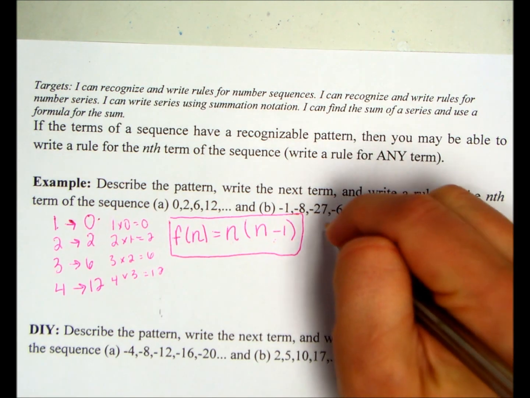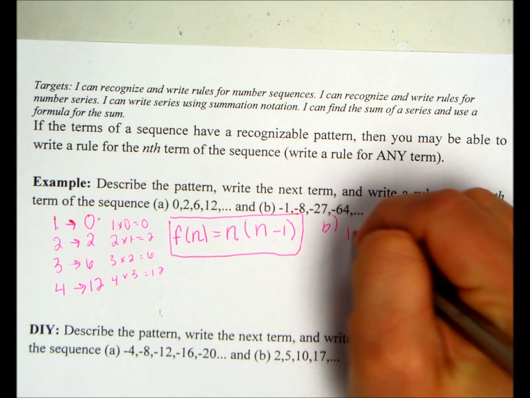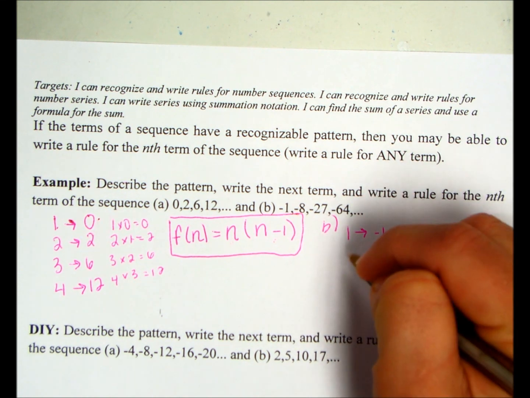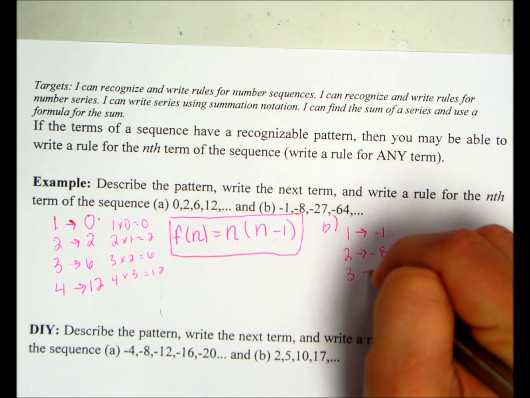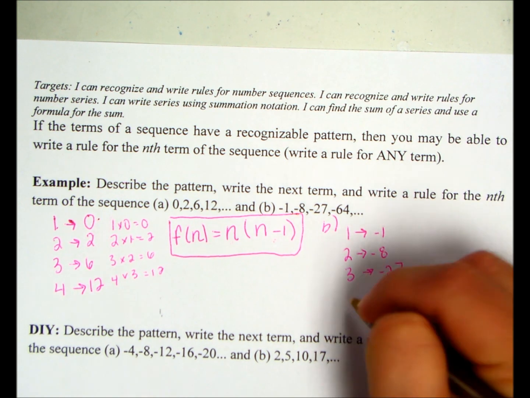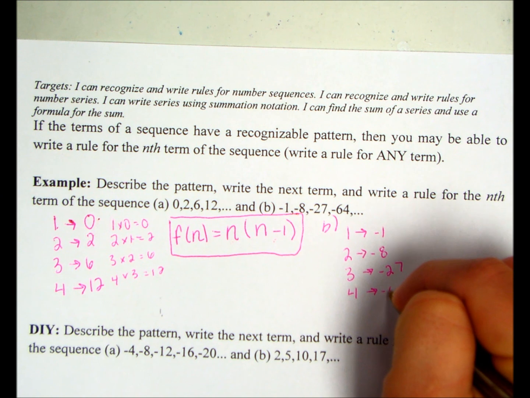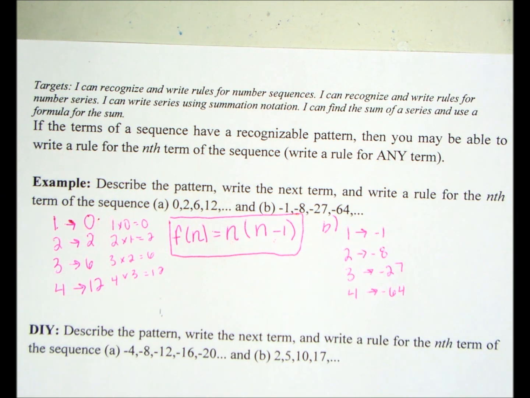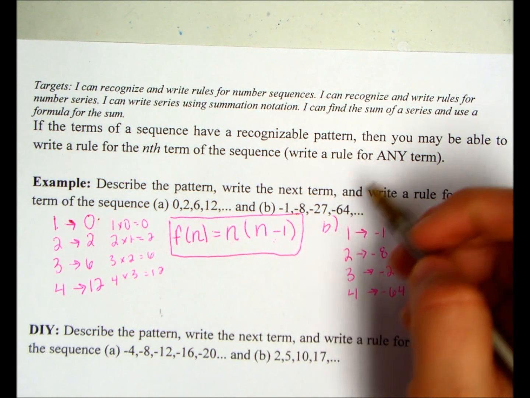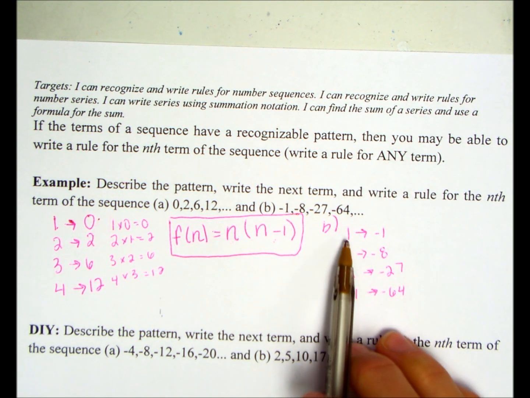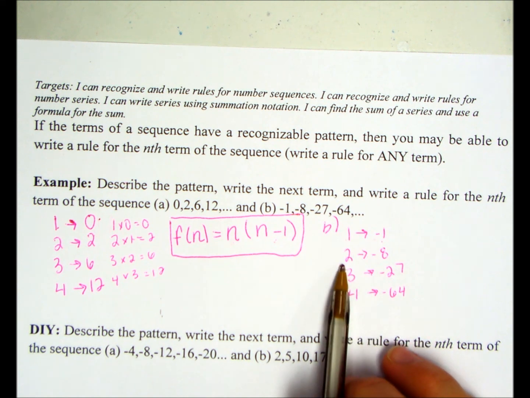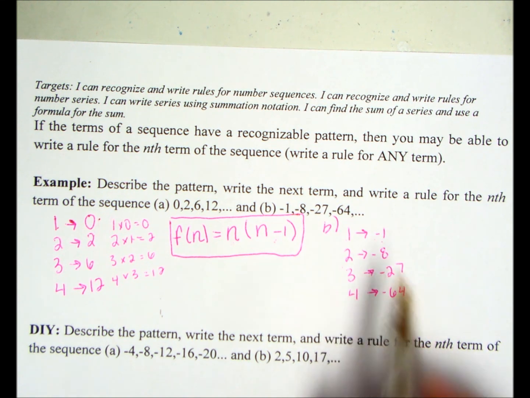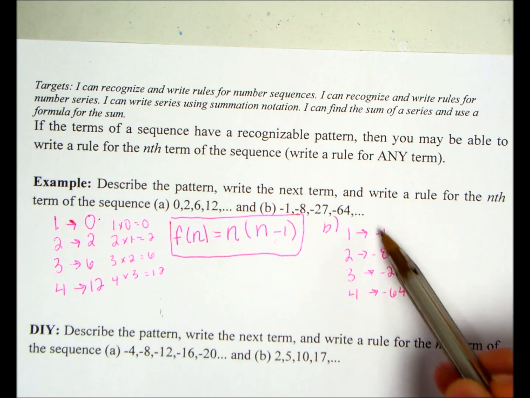Now for B, I would do the same thing. My first term is going to be negative 1. My second term is going to be negative 8. My third term is going to be negative 27. And my fourth term is going to be negative 64. All of these are negative. So if I'm looking at 1 to get to negative 1, maybe I multiplied by negative 1. For 2, there's nothing I can really multiply by, so now I need to think about raising it to a power.